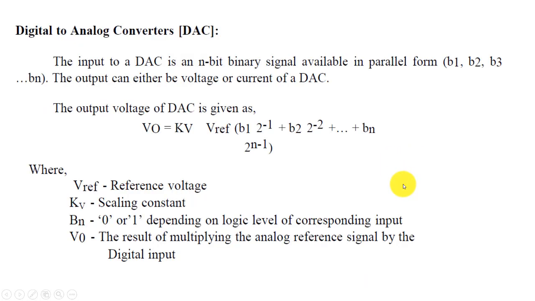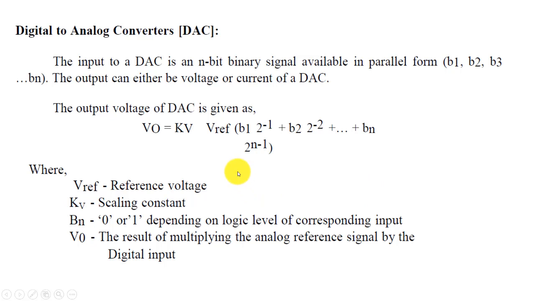So the DAC is nothing but the digital to analog converter. It means the n-bit binary signal which is available is fed to the DAC in parallel, like B1, B2, B3 up to Bn. Now we are using a 3-bit DAC, so we have signals B0, B1 and B2. That signal is applied to the circuit, and then according to the bit configuration we get the output voltage or current. So the output equation of a DAC is VO equal to KV into V reference, in bracket B1 into 2 raised to power 1 plus B2 into 2 raised to power 2 plus Bn up to 2 raised to power n minus 1.